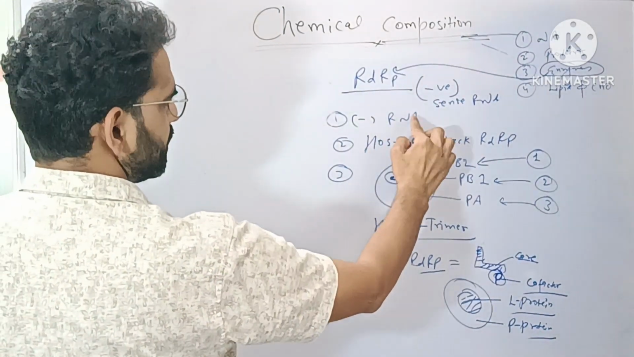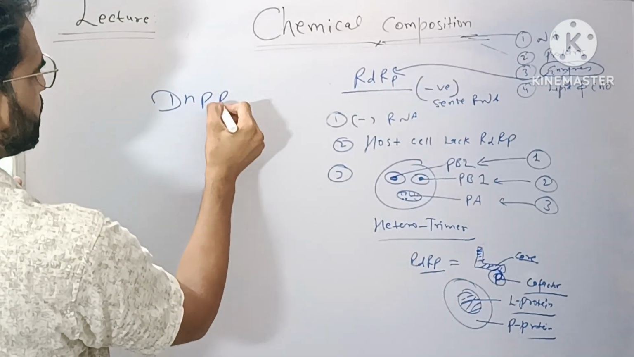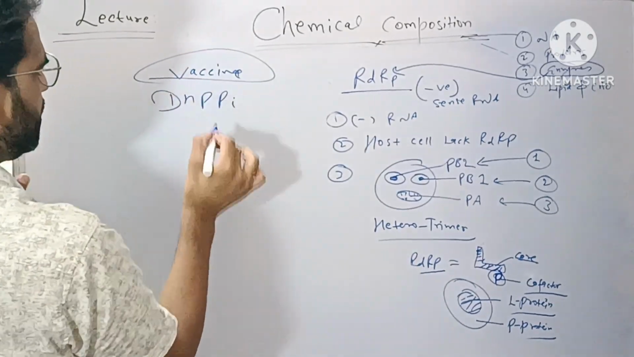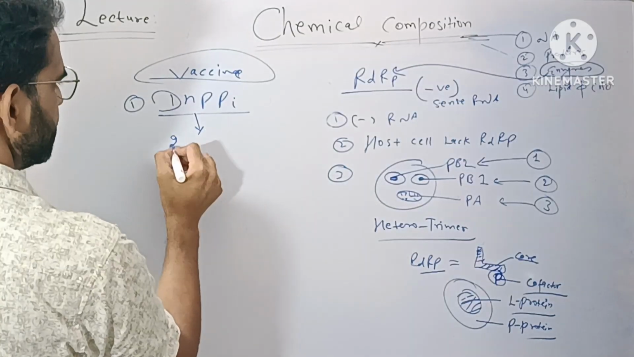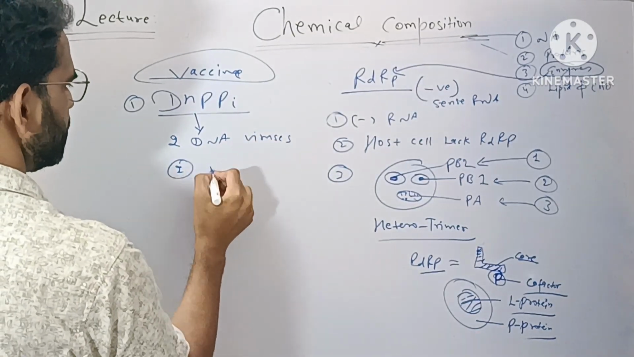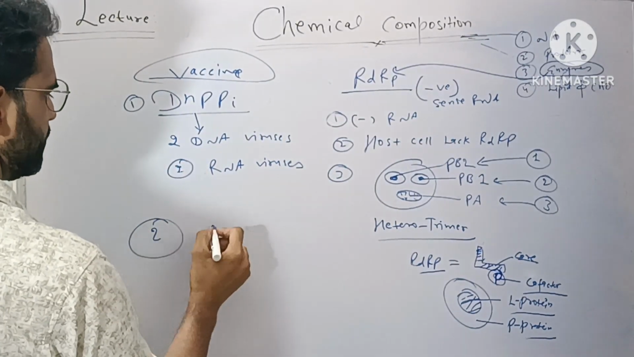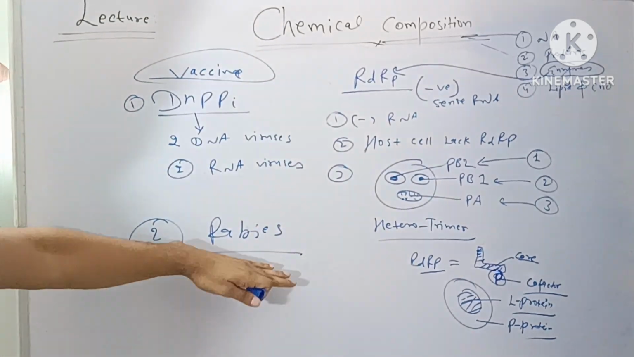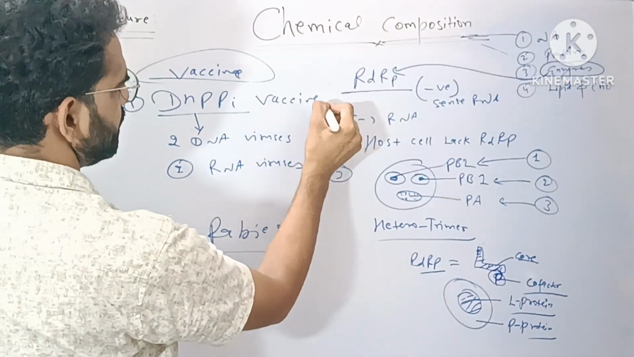So negative sense RNA, how to remember this? You can remember it very well from two examples, two vaccines that we use in our day-to-day life. One is DHPPI, which has two DNA viruses and two RNA viruses. The second vaccine we use is rabies. These are the two most commonly used vaccines in small animals, the DHPPI vaccine and the rabies vaccine.